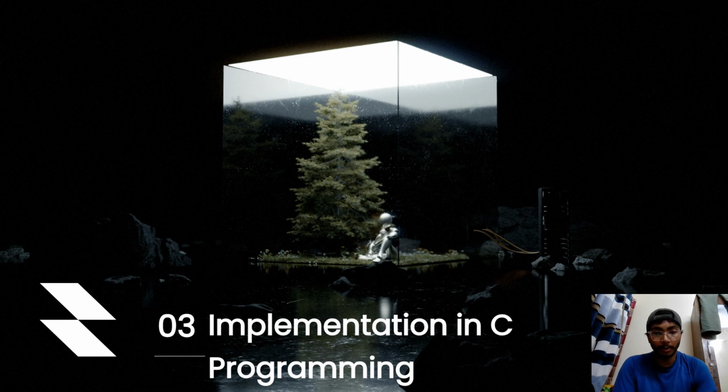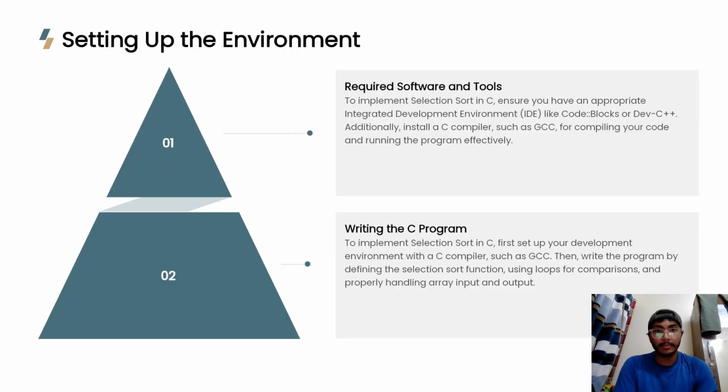Let's move on to the third topic, implementation in C programming. Setting up the environment. Required software and tools. To implement selection sort in C, ensure you have an appropriate integrated development environment like Code::Blocks or Dev-C++. Additionally, install a C compiler such as GCC for compiling your code and running the program effectively.